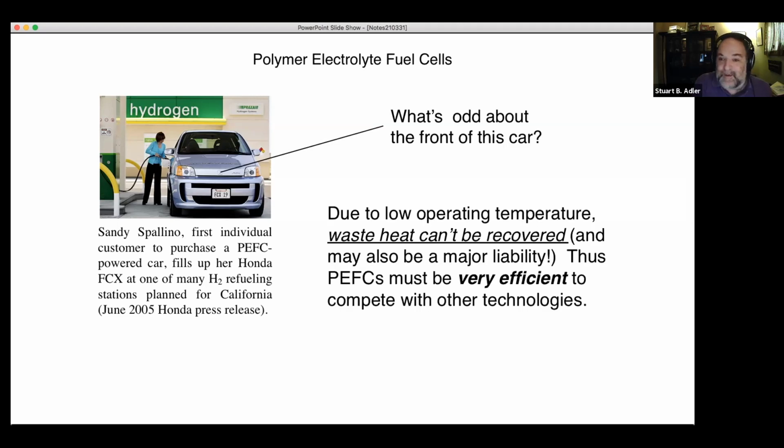And so to really make it work, the polymer electrolyte fuel cell has to be very, very efficient. We need to recover as much electrical power as possible in a polymer electrolyte fuel cell, because whatever heat we make, we can't use it. It's basically only the electricity that we can get out of it.